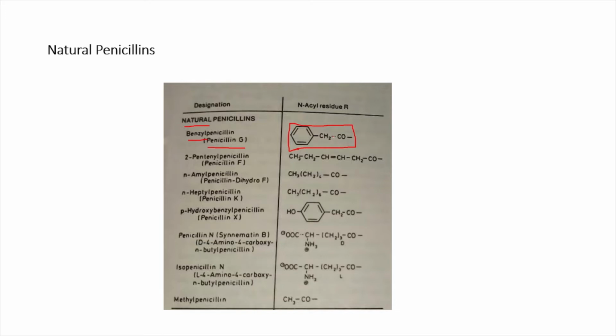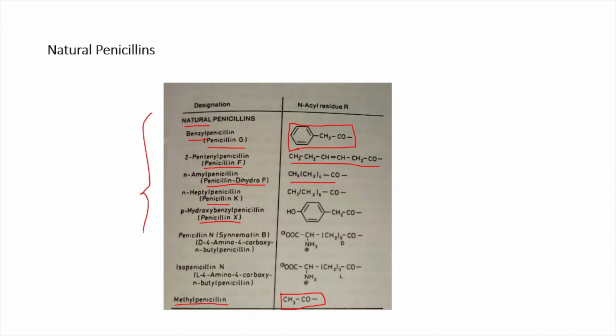Benzyl penicillin is also the natural penicillin. So if you do not add any particular side chain precursor also, you will get benzyl penicillin. Similarly, if you add this side chain precursor, what will you get? You will get penicillin F. If you add this side chain precursor, you will get penicillin dihydro F. Likewise, if you add this side chain precursor, you will get penicillin K. If you add this side chain precursor, you will get penicillin X. Likewise, if you add this side chain precursor, CH3CO, you will get methyl penicillins. So all these are natural penicillins.